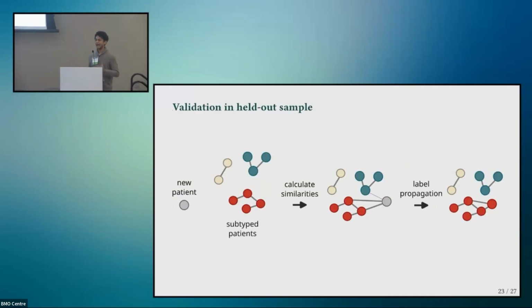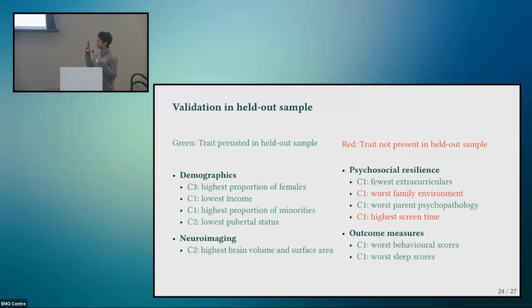So we wanted to see how many of these attributes held true in kids who weren't involved in the clustering. We're using a method called label propagation, where kids who were not involved in the clustering are assigned a predicted cluster just based on how similar they are to the kids who have already been clustered. And this is just a quick overview of some of the different attributes that really characterized our original cluster solution.